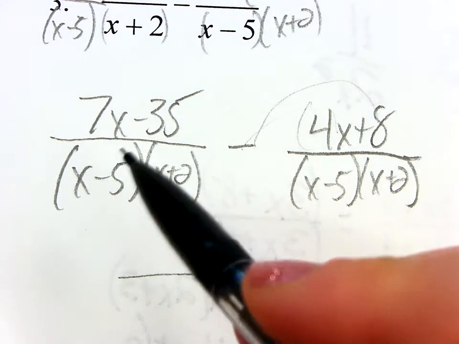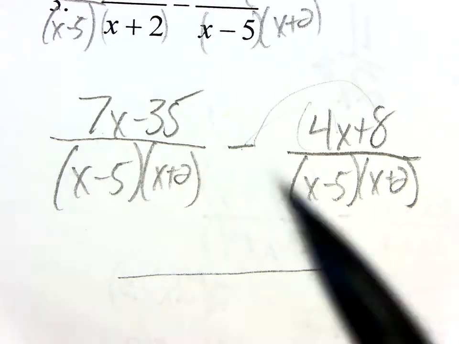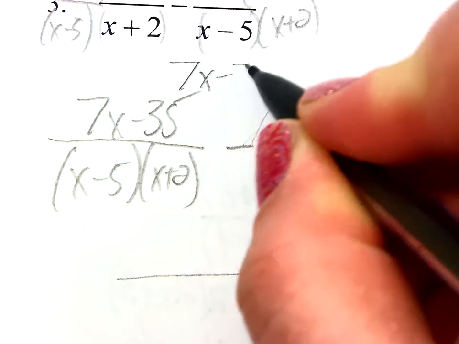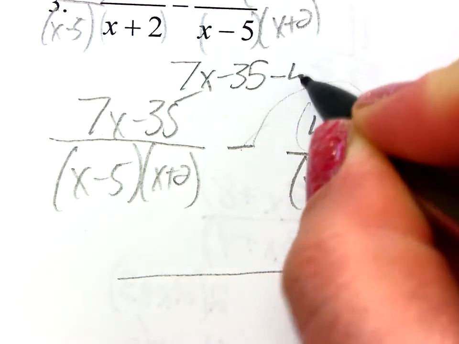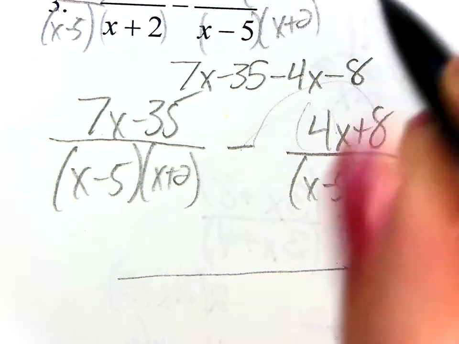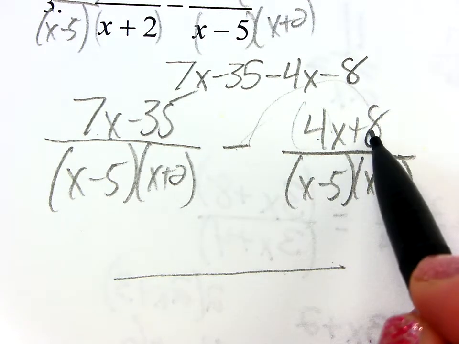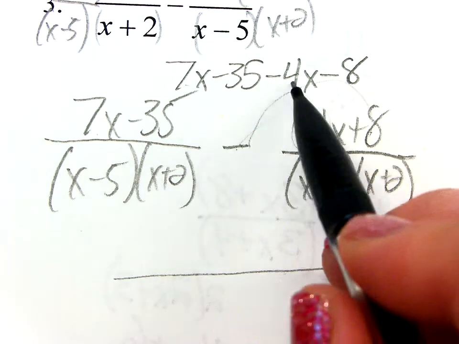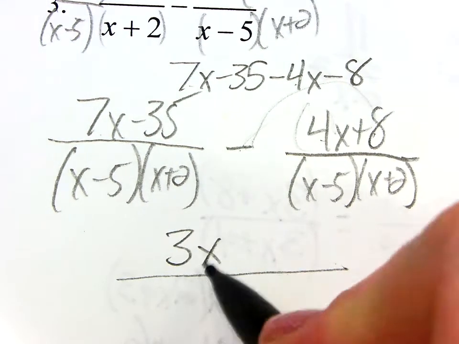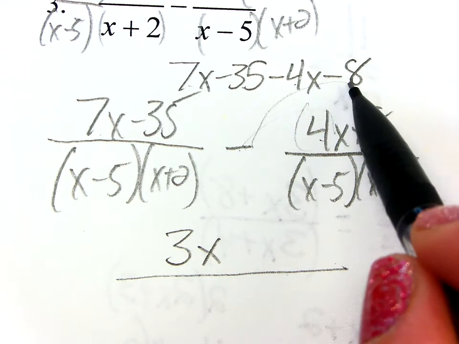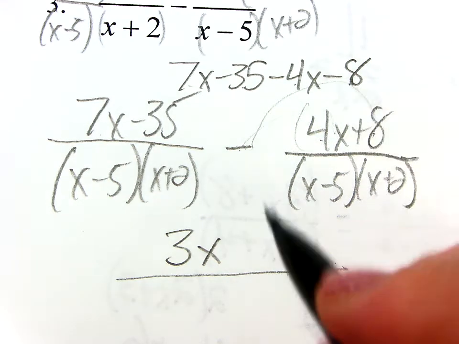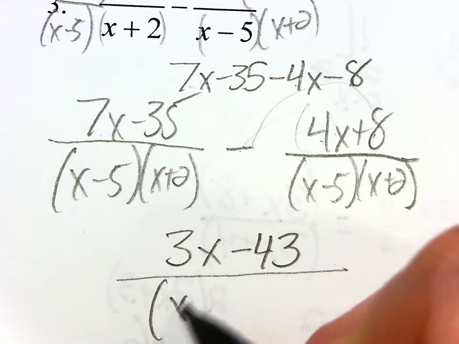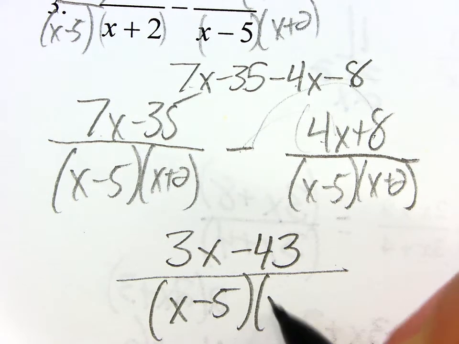So your numerator is actually going to be 7x. Well, here, I like to kind of rewrite it up top. We're going to do 7x minus 35 minus 4x minus 8, right? Because you have to subtract all of this. So when I'm really combining like terms here, I'm going to get a positive 3x. And then negative 35 minus 8 leaves me at a what? Negative 43? All over that common denominator, x minus 5, x plus 2.